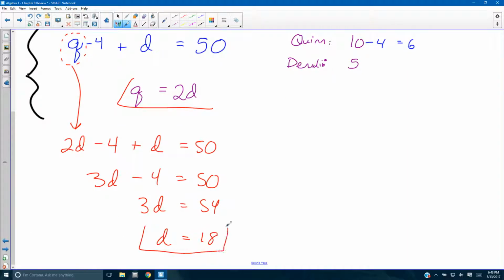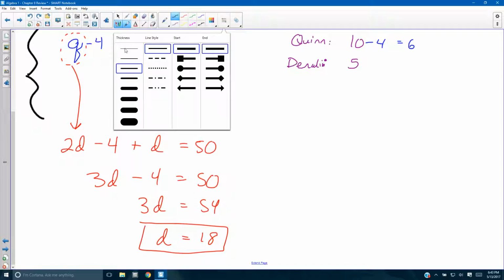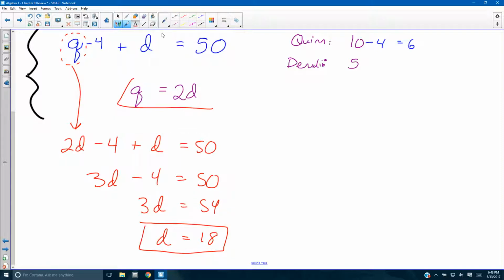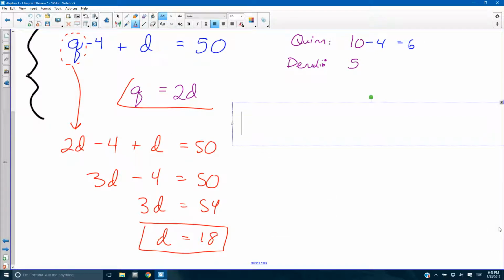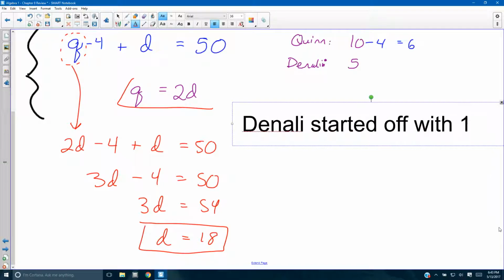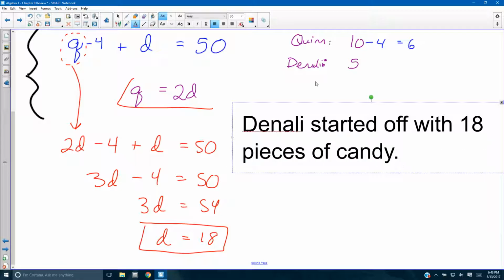D equals 18. What is that number? That's how many pieces of candy Denali started off with. So I'm going to write as an answer with units, Denali started off with 18 pieces of candy. And that answers the question that was being asked. How many pieces of candy did Denali start off with?